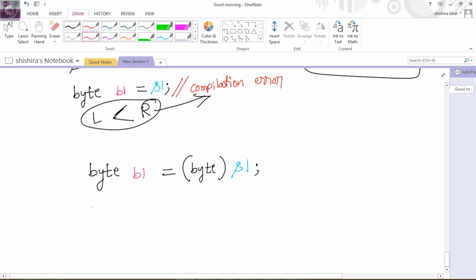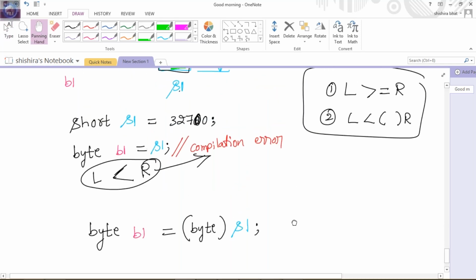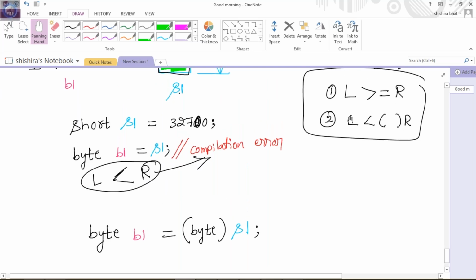This is called primitive casting, correct? But this is logically incorrect. Please observe this. Logically incorrect, syntactically correct. What are the syntactical rules? Left side should be smaller than right side means you should apply casting.